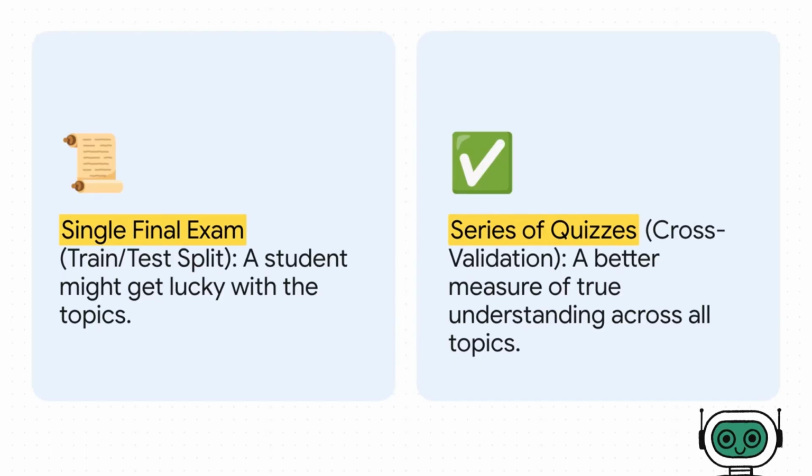I love this analogy because it makes so much sense. A single train-test split? That's like a final exam. A student could get lucky, right? The exam just happens to cover the few topics they studied really well. But what's a better measure of their knowledge? A series of quizzes throughout the semester. That tests them on everything. Cross-validation? Well, that's like giving our model that series of quizzes.